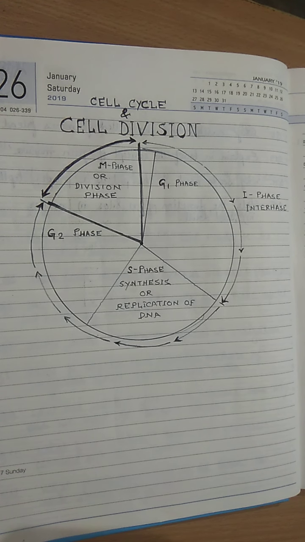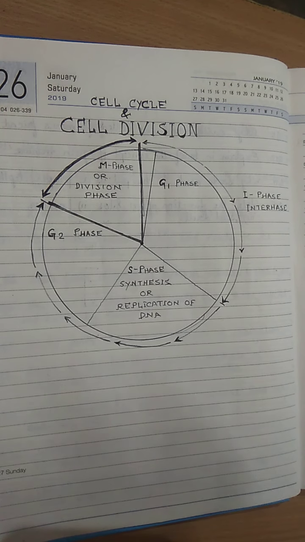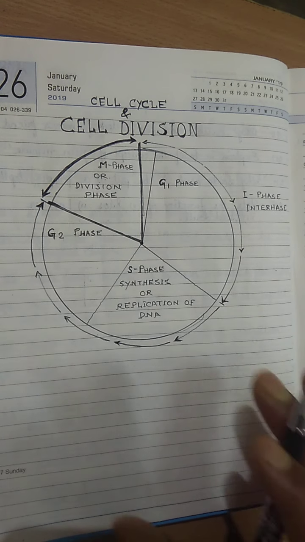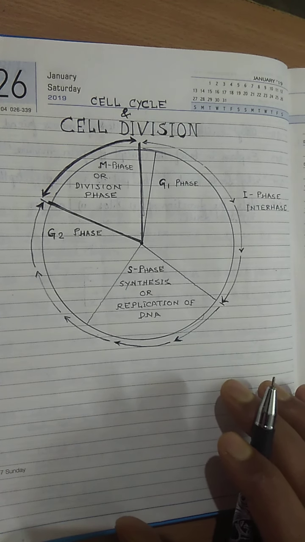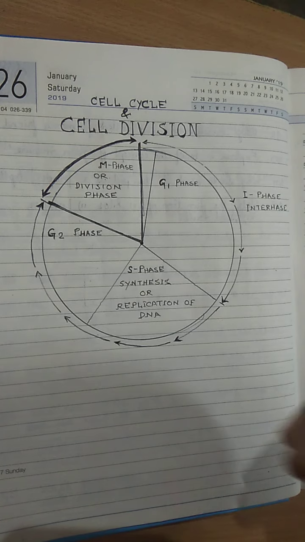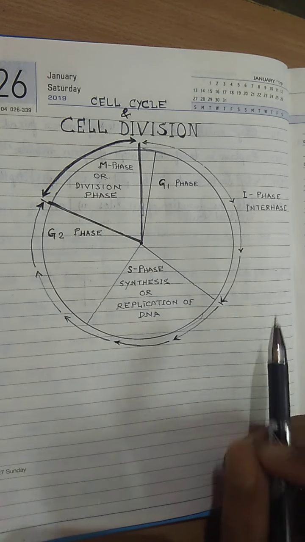So cell cycle. We know that the cell theory was modified by Rudolf Virchow, and Rudolf Virchow added another postulate to the cell theory that new cells arise from pre-existing cells. That means the earlier cell will divide to form new cells. Now when we talk about the cell cycle, it means how the cell passes from one division to the next division.